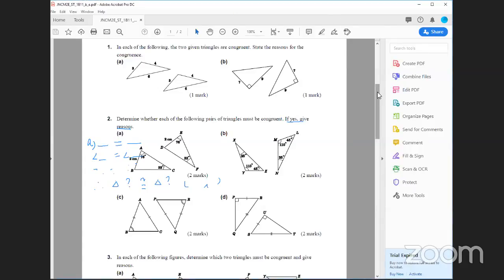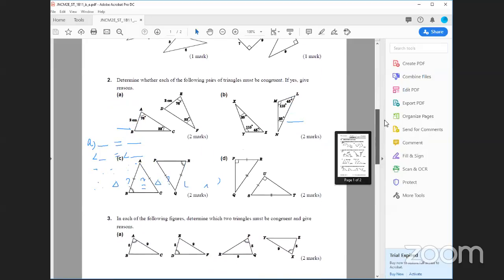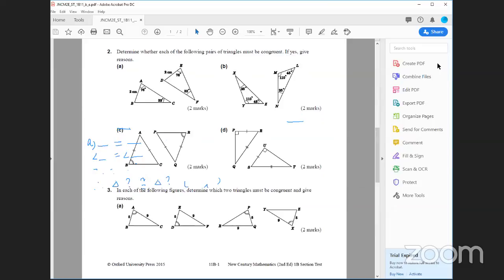I think you have finished question 1, right? Question 1 is a bit easy. And then you can see question 3 here. In each of the following figures, question 3 asks you to determine which two triangles must be congruent and then give reasons. It means there are 4 triangles given here, and you try to find which pair are congruent, and then try to write the reasons.